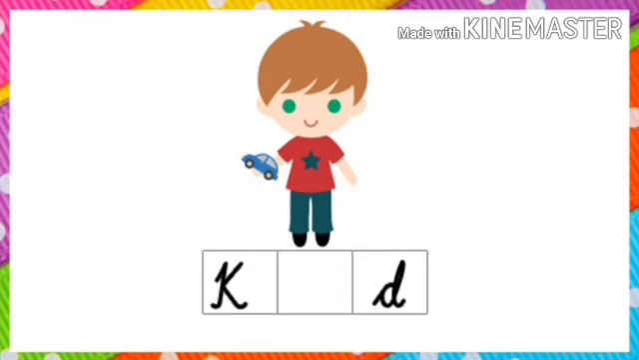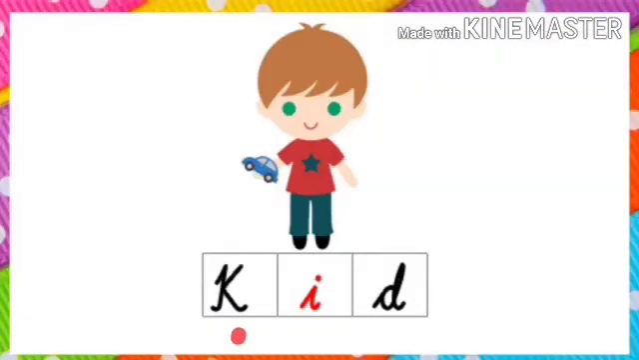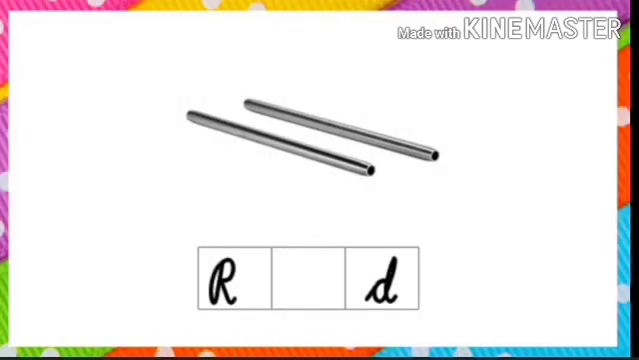It's time for the next word. Which picture is this? It's a picture of kid. Sound of the word K, I, D, kid. Children, when the beginning sound is K, letter is K. Ending sound is D, letter is D. What about the middle sound? Which sound is missing? I sound is missing. Which vowel says I? I says I. So fill the correct vowel and make the word complete. K, I, D, kid.